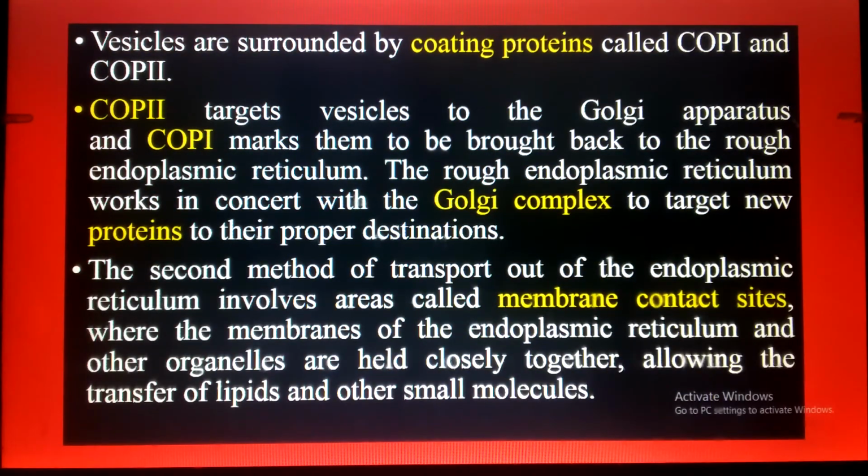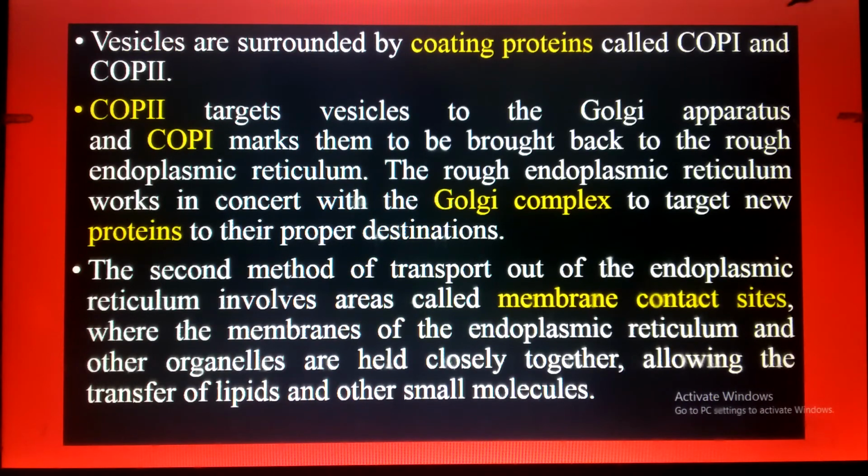Okay. Now vesicles are surrounded by coating protein. This is very important information for you people, that these vesicles are coated with coating proteins which are called COP1 and COP2. CO means coating, P for protein, 1 and 2. So COP2 targets vesicles to the Golgi apparatus. Must keep it in your mind. And COP1 marks them to be brought back to the rough endoplasmic reticulum.